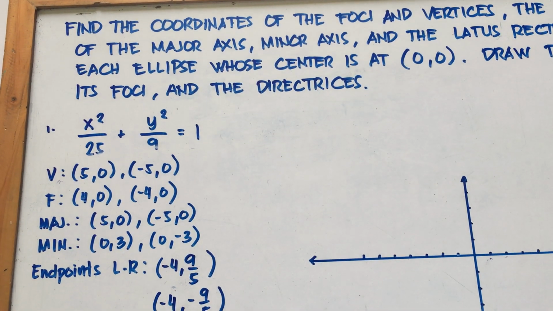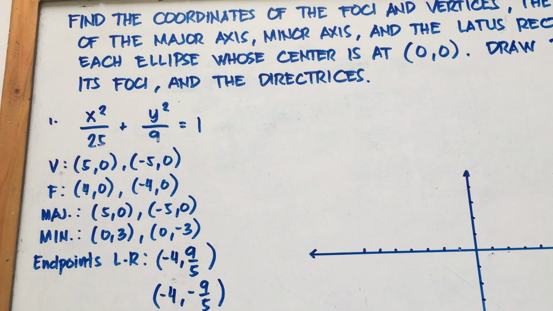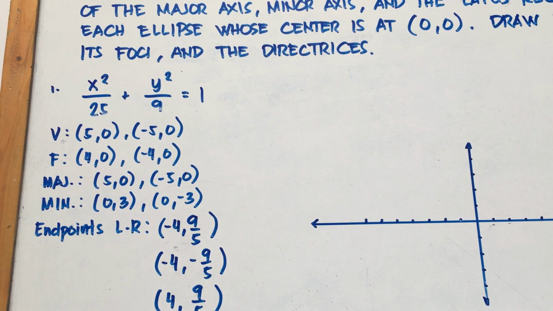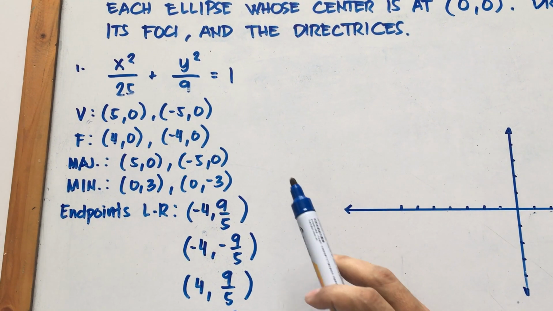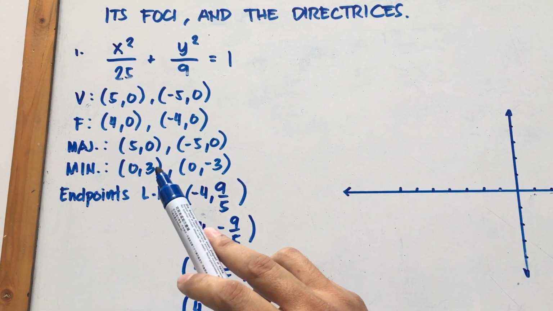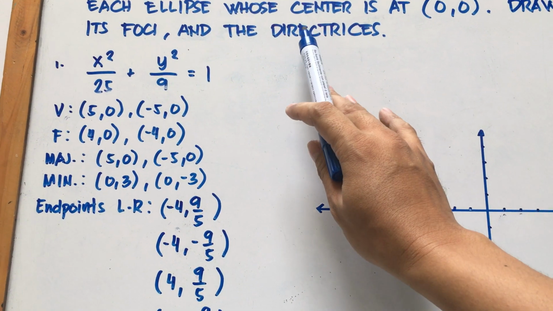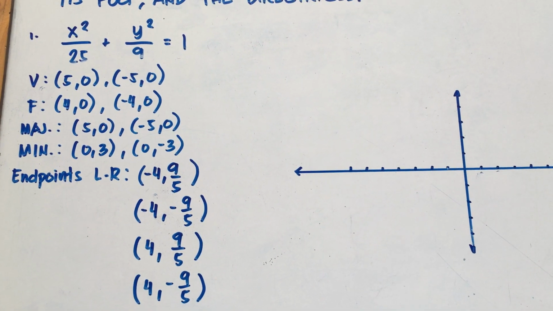Okay, so we're back for part 2 of our lesson about the ellipse. At this point, we need to graph the equation of our ellipse, given in part 1, with the values of the vertices, the foci, the major axis, the minor axis, and the endpoints of the latus rectum. After that, we also need to determine the directrices, or the two directrix.